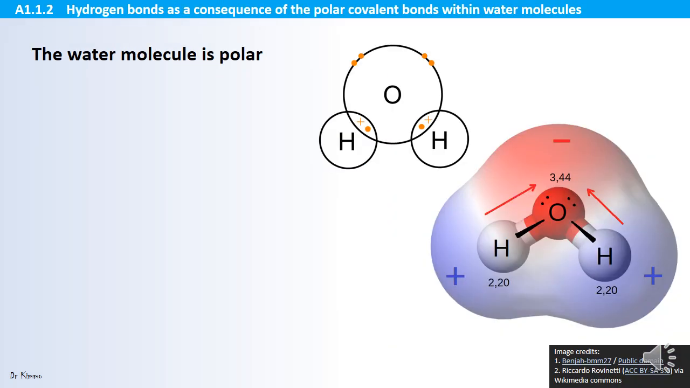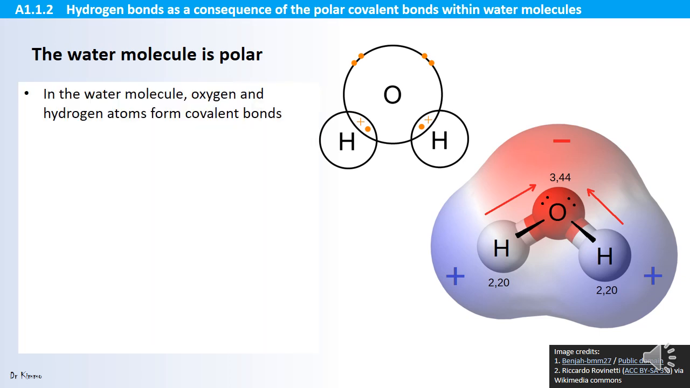The water molecule is polar. Oxygen and hydrogen atoms in the water molecule form covalent bonds. This means that they share electrons with each other. The illustration on the top shows this, how oxygen and hydrogen share electrons.